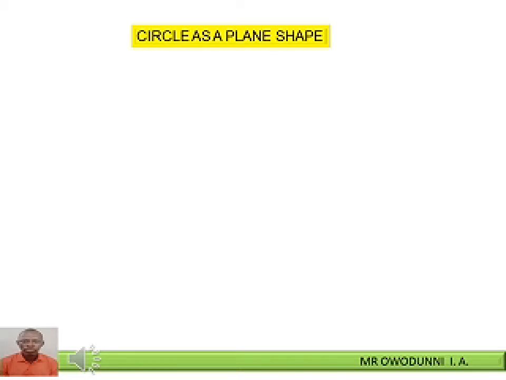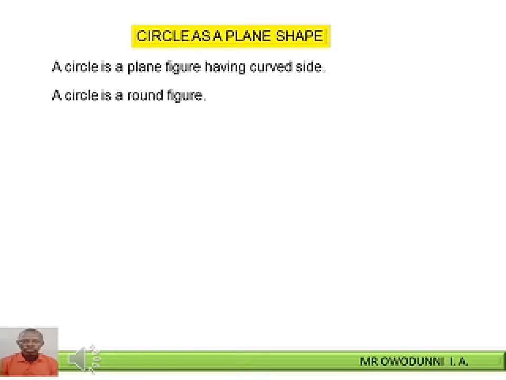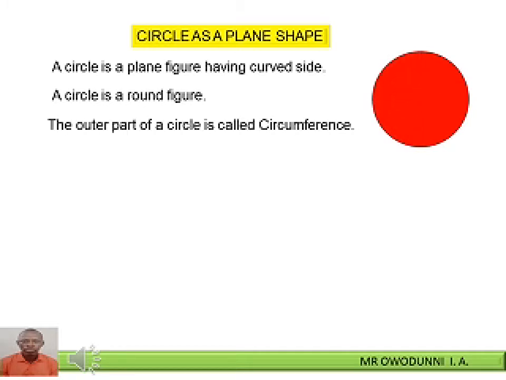What is a circle? A circle is a plane figure having curved sides. A circle is also a round figure, as you can see. The outer part of a circle is called circumference. That is the line that makes up a circle. That is what is called circumference.